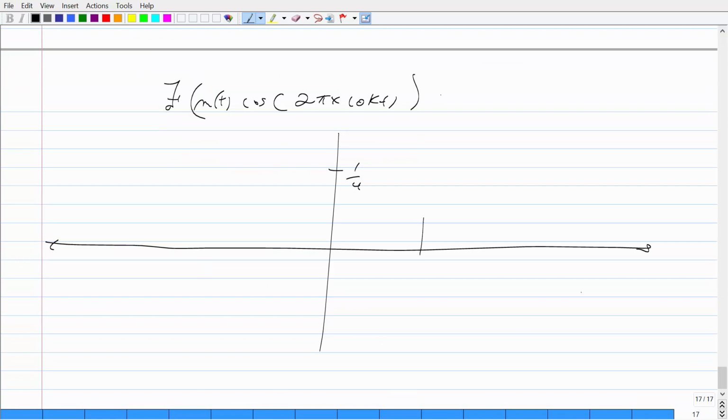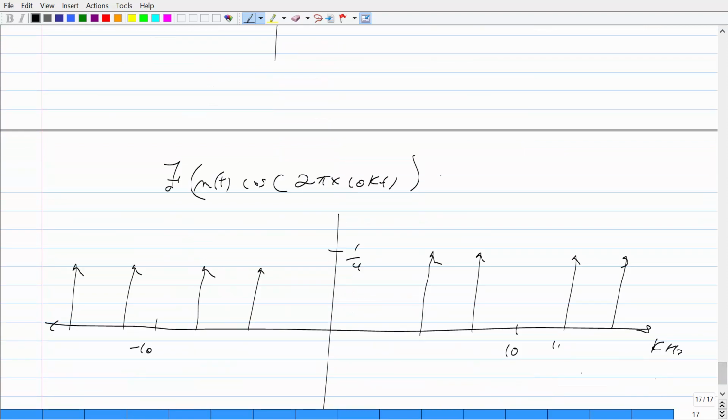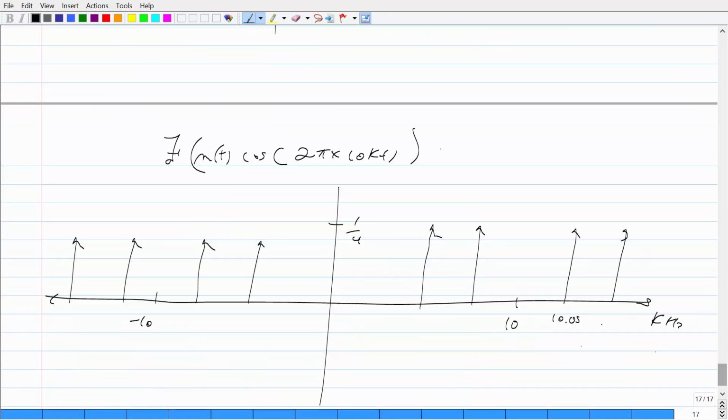And then we have 4 impulses left and right: 1, 2, 3, 4. So the carrier frequency is at 10 and minus 10, and this is in kilohertz. When we shift over, this becomes 10.05, this becomes 10.15, this becomes 9.85, this becomes 9.95. And then you do the same thing on this side: minus 10.15, minus 10.05, minus 9.95 and minus 9.85. So this is what it looks like.